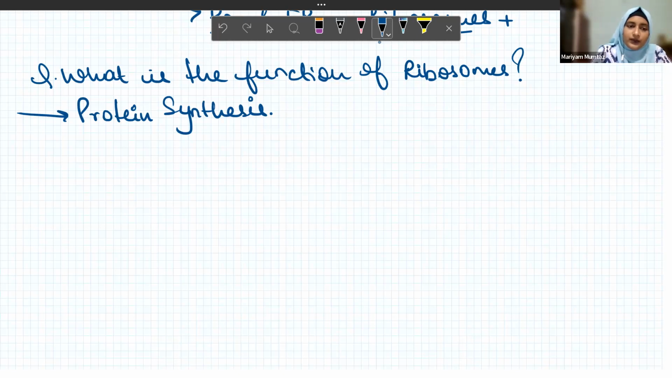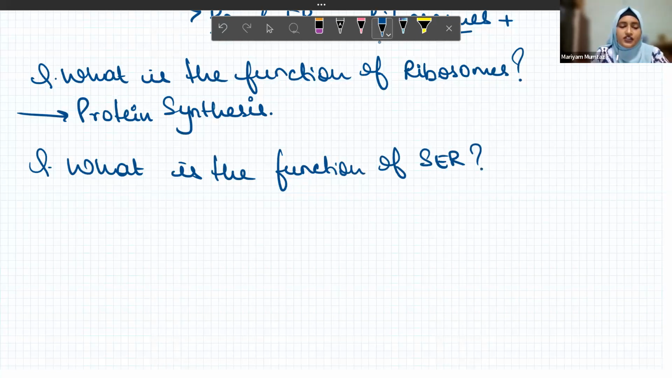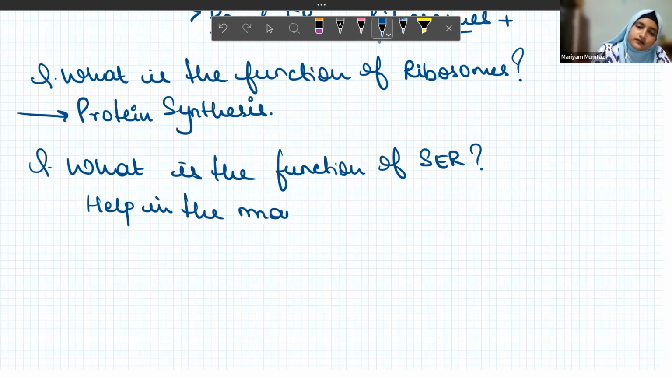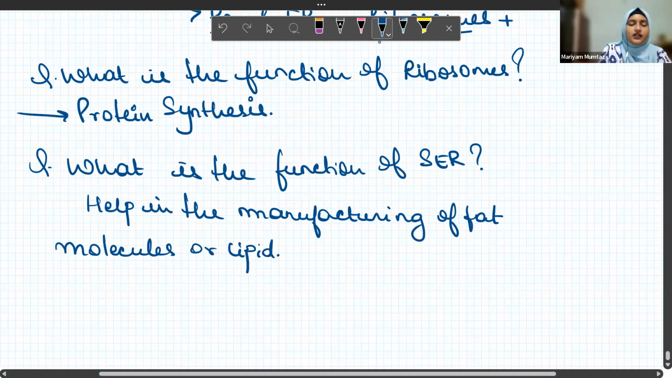Okay. Now we'll write another question which says, what is the function? First, we'll write about the smooth endoplasmic reticulum. What is the function? So the function, it helps in the manufacturing of fat molecules or lipids. So they manufacture these fats or lipids.